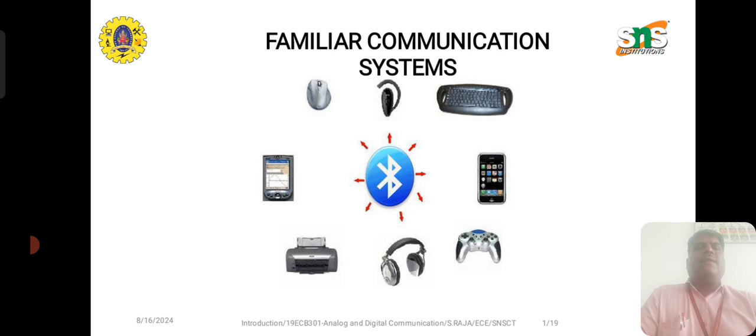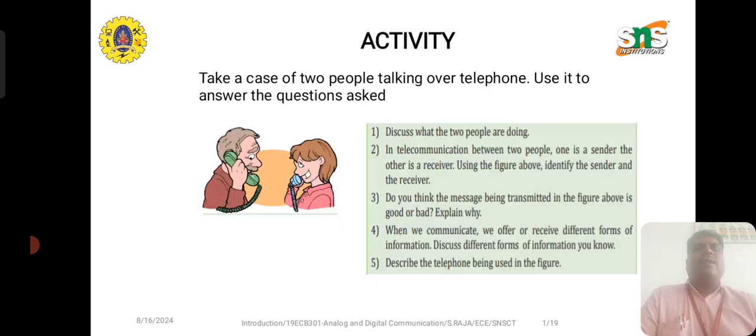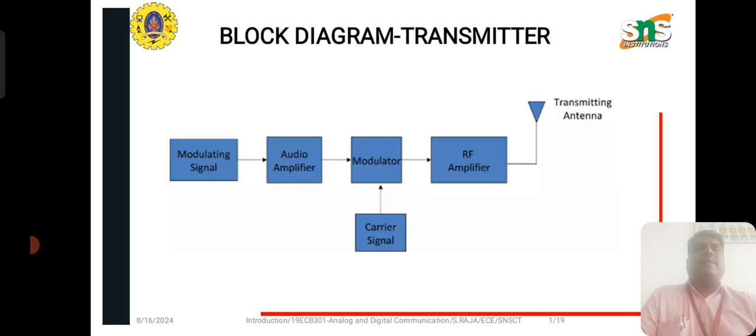These are the normal familiar communication systems. The top portion shows the Bluetooth headset, wireless keyboard, mobile phone, wireless game player, wireless headphone, wireless printers, then wireless mouse, then wireless connector. If a regular class is conducted, I plan to have some activity based discussion.